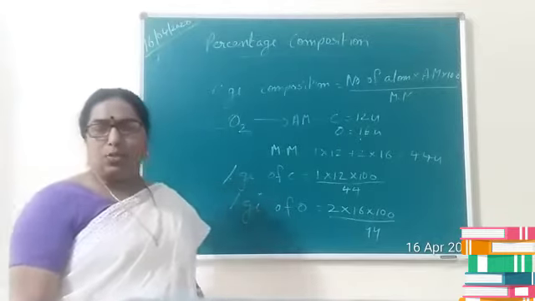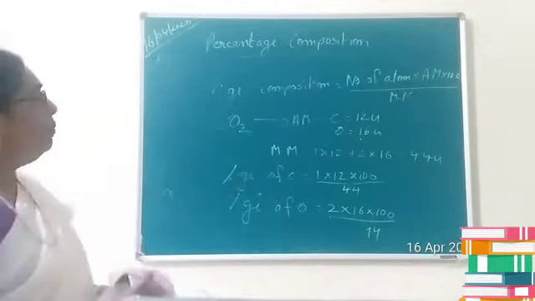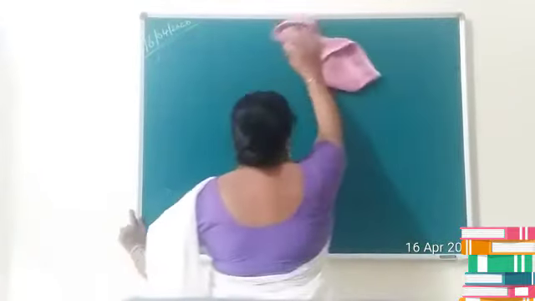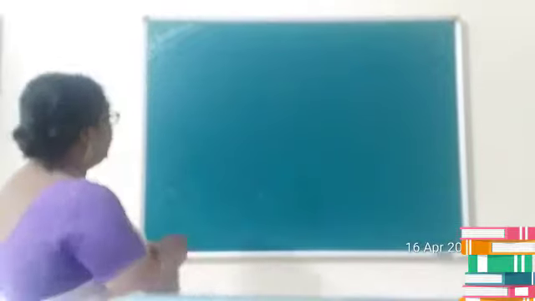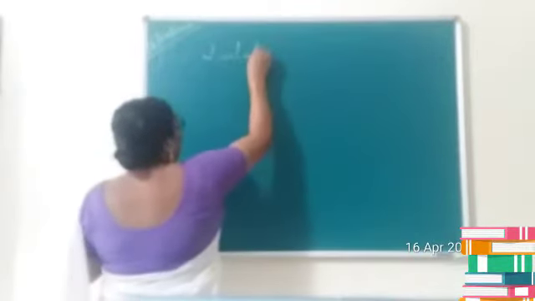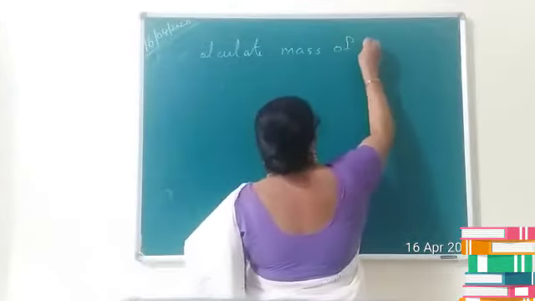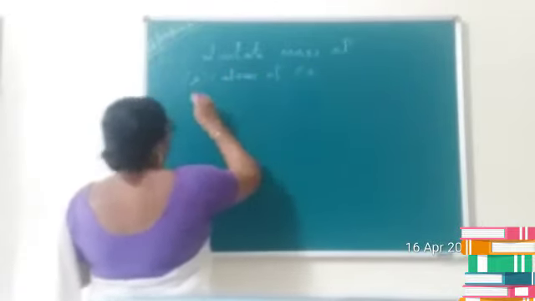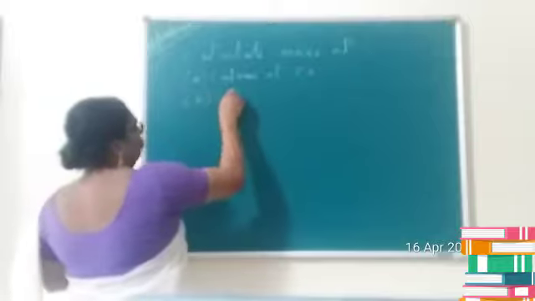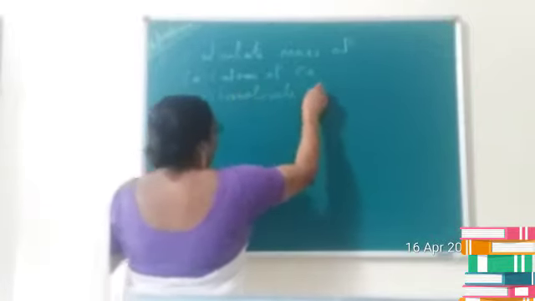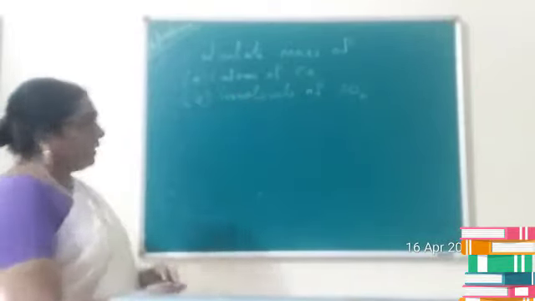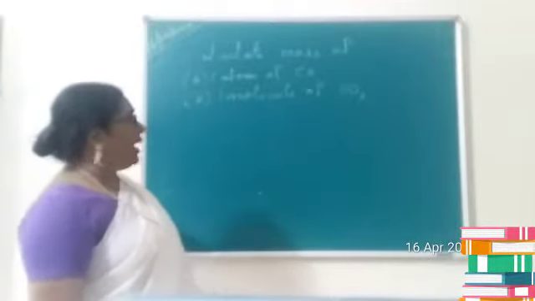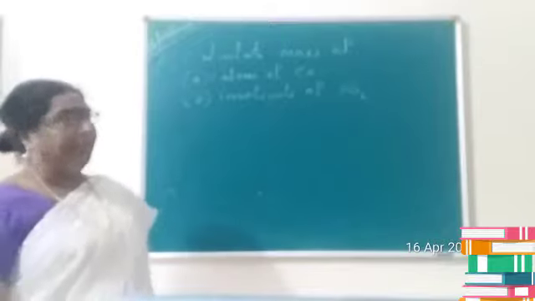Okay. Now let us solve a few questions on the basis of the mole concept. The first question: calculate the mass of one atom of calcium as well as the mass of one molecule of sulfur dioxide. Is it clear to children? The question is to calculate the mass of one atom of calcium and one molecule of sulfur dioxide.